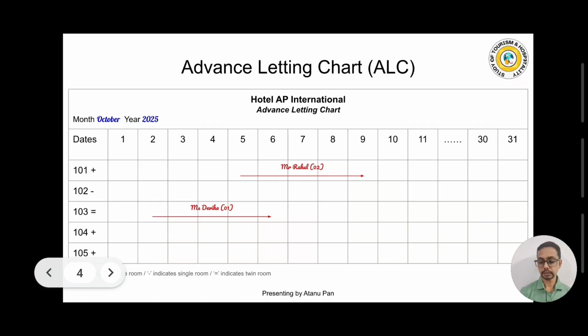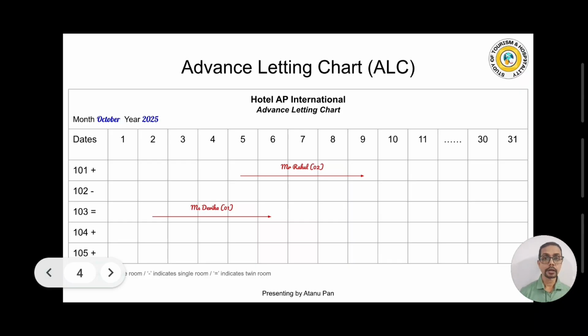So this is a chart for one particular month, and there is one ALC for each month, so 12 ALCs for 1 year were followed, and those ALCs were arranged as per the month, meaning in a file, first the ALC of January, then February, then March, then April, and like that till October, November and December. So we used to keep in one file the ALC of each and every month.